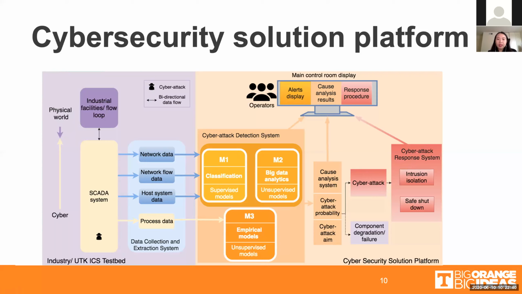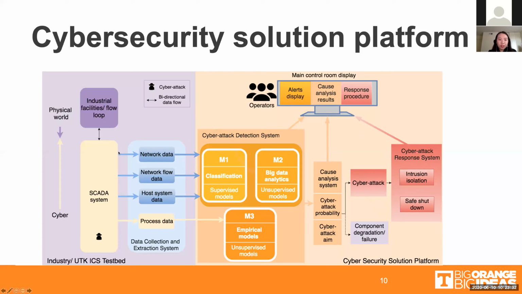However, the process data deviation can also result from some operational event. Therefore, we have a cause analysis system to distinguish whether the anomaly detected by module three is from a cyber attack or from component degradation. And then we have this cyber attack response system, which can determine if the cyber attack has to be isolated, or that the plant can continue to operate, or a safe shutdown has to be performed. And all the results will be displayed to the operator by the main control room display.